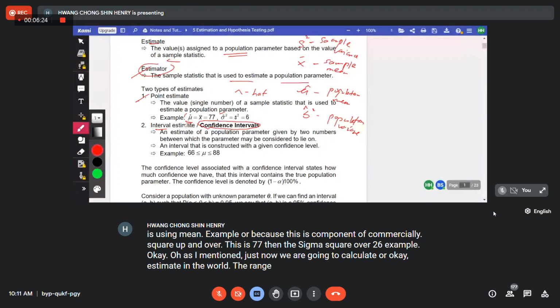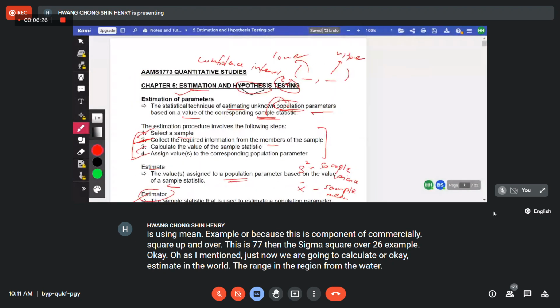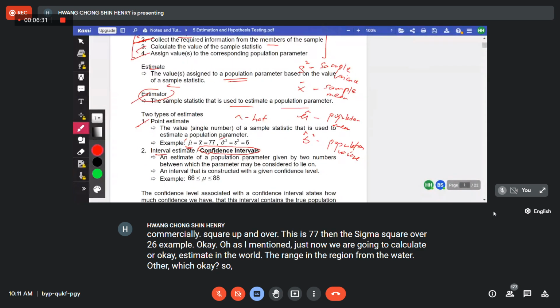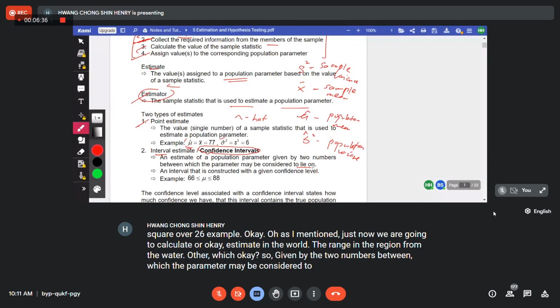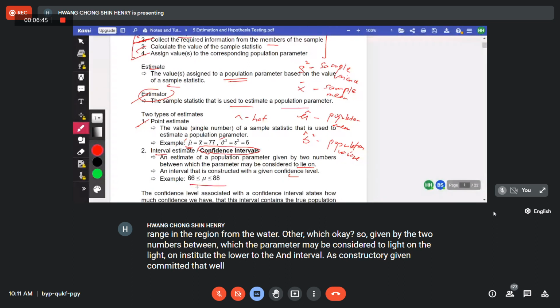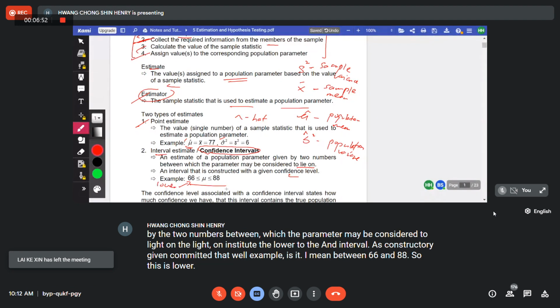the range. Interval is the range from lower to upper range. Okay. So, given by the two numbers between which the parameter may be considered to lie on. You see, lie on means between the lower to the upper. And the interval is constructed with a given confidence level. Example, you see, the mean between 66 and 88. So this is lower. This is upper.